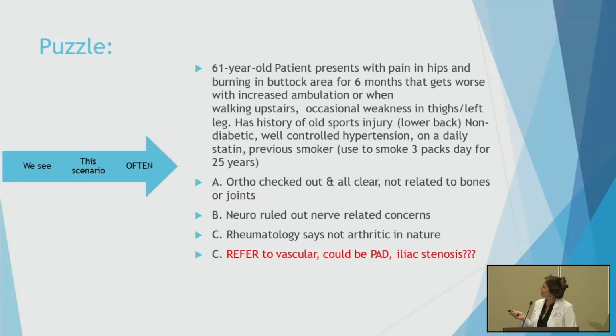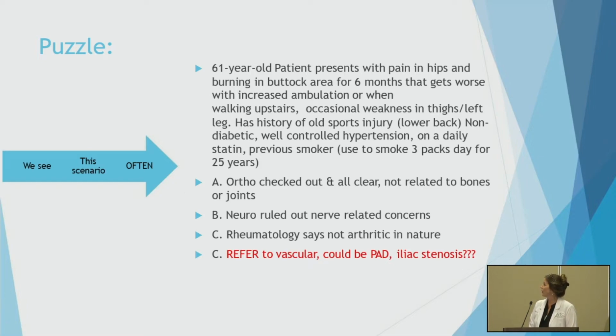So this is an actual presentation that I think most of the nurse practitioners at Vascular Institute have probably experienced. A 61-year-old patient presents with pain in his hips, burning in the buttock area for 6 months that gets worse with increased ambulation or when walking upstairs. He also had occasional weakness in his thighs and in the left leg. He had a history of an old sports injury, lower back. He was non-diabetic, with well-controlled hypertension, on a daily statin, and he was a previous smoker. He had smoked approximately 3 packs a day for 25 years.